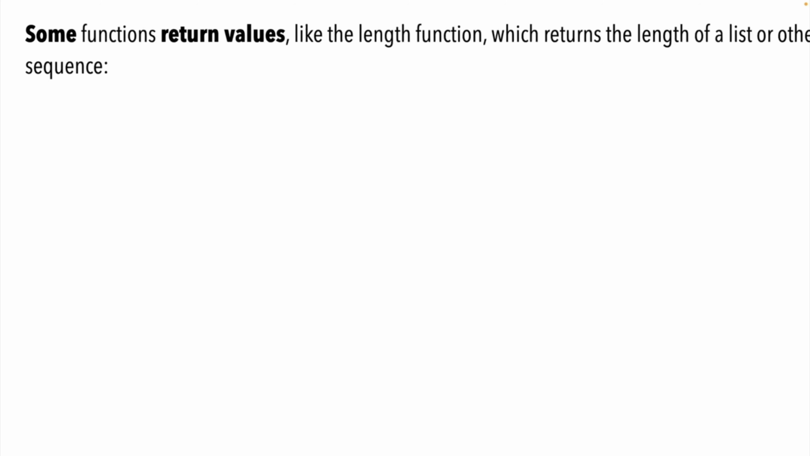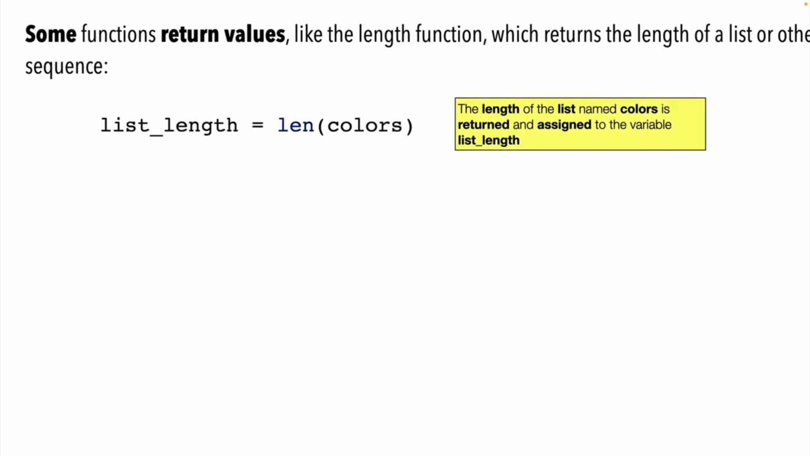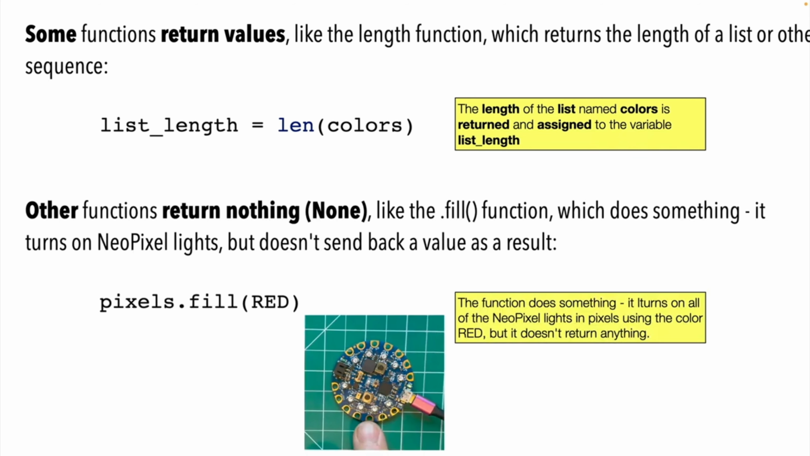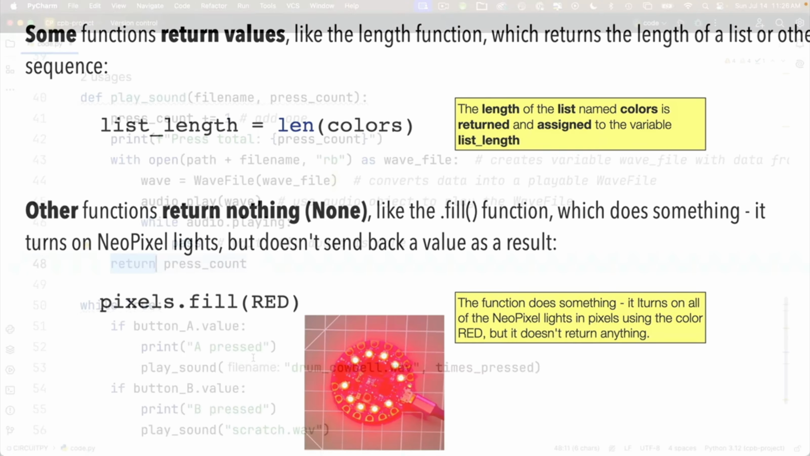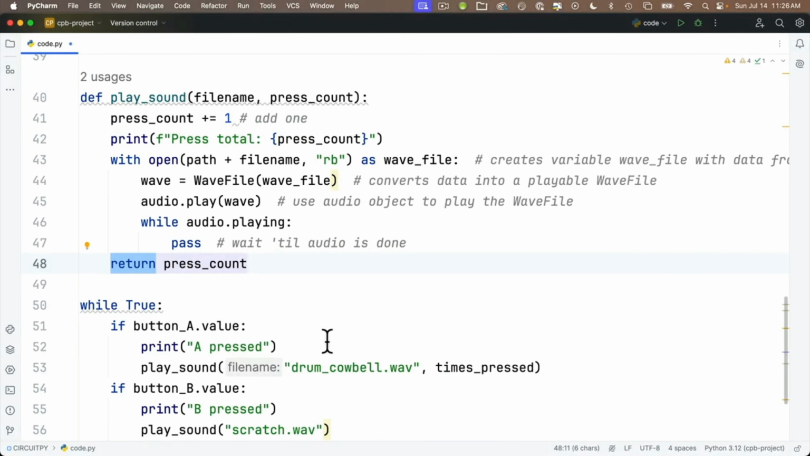And for context, some functions return values. For example, the length function. If we say len, passing in the list named colors, that's going to return the length of the list. And some functions don't return any values, they just do something. So for example, if we say pixels.fill passing in red, that returns nothing, but it does something useful. It turns all of our NeoPixels red. Now in Python, we say a function that returns nothing actually returns None, but nothing shows up. Well, with a return value, our function returns something.